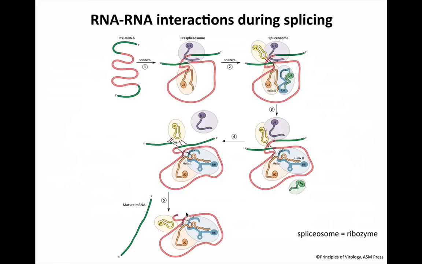to facilitate catalysis of their joining in the second transesterification reaction. Now, these RNAs of the snRNPs do more than organize the pre-mRNA sequences as shown by the interactions on this slide. The spliceosome is in fact an RNA enzyme, or a ribozyme, and there's compelling evidence that the U6 snRNP has catalytic activity during splicing.